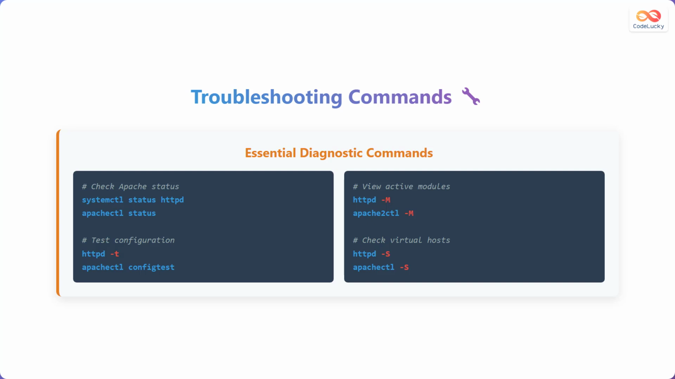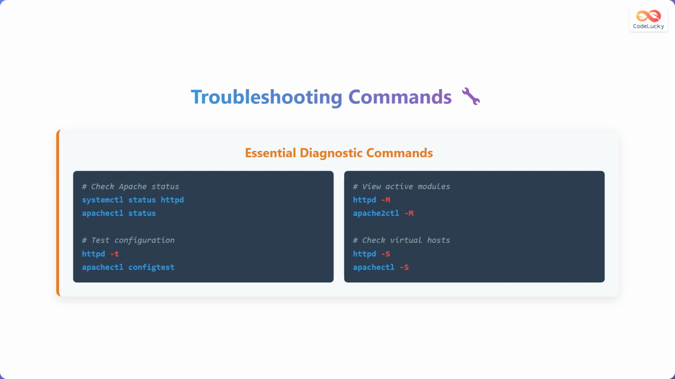Effective Apache troubleshooting requires knowledge of essential diagnostic commands. systemctl status httpd shows the current status of the Apache service on systemd-based systems. apachectl status provides server status information when mod_status is enabled. Configuration testing is crucial before restarting Apache. httpd -t performs a syntax check of all configuration files, reporting any errors or warnings. apachectl configtest provides the same functionality with a more user-friendly command.